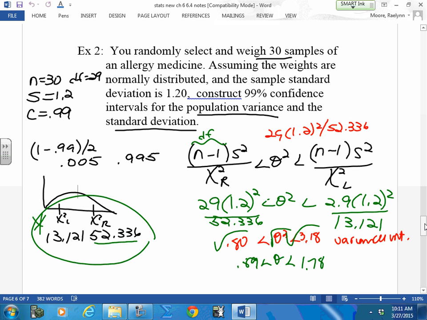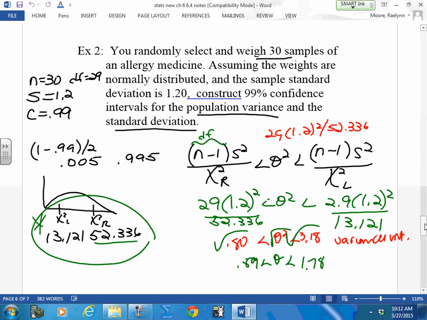Now remember, if you're weighing these samples of medicines, you want to be pretty close, don't you? You don't want them to be milligrams or pounds away or anything. You want them to be very close. Your variance is very small. So when we're measuring small things, we usually look at a variance, especially in the medical field or the manufacturing field.